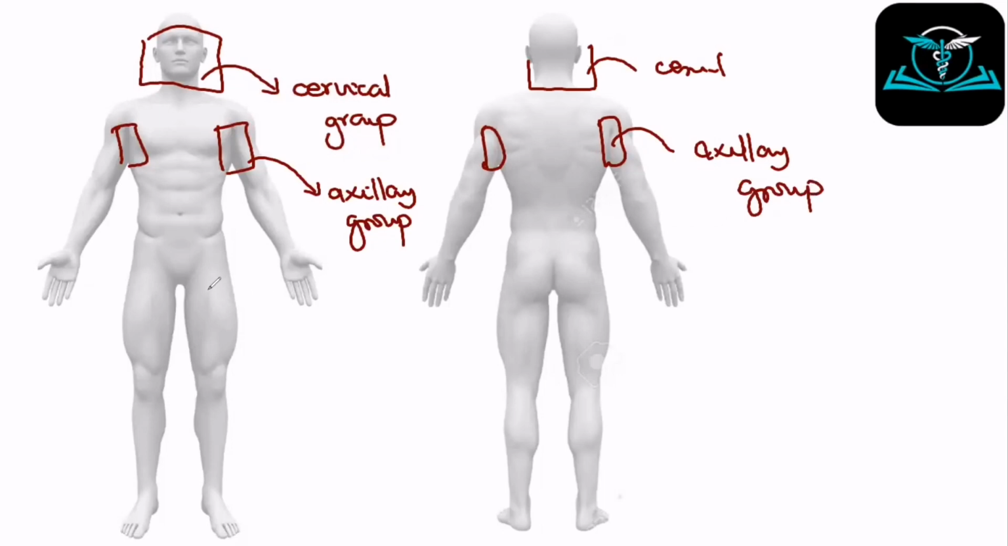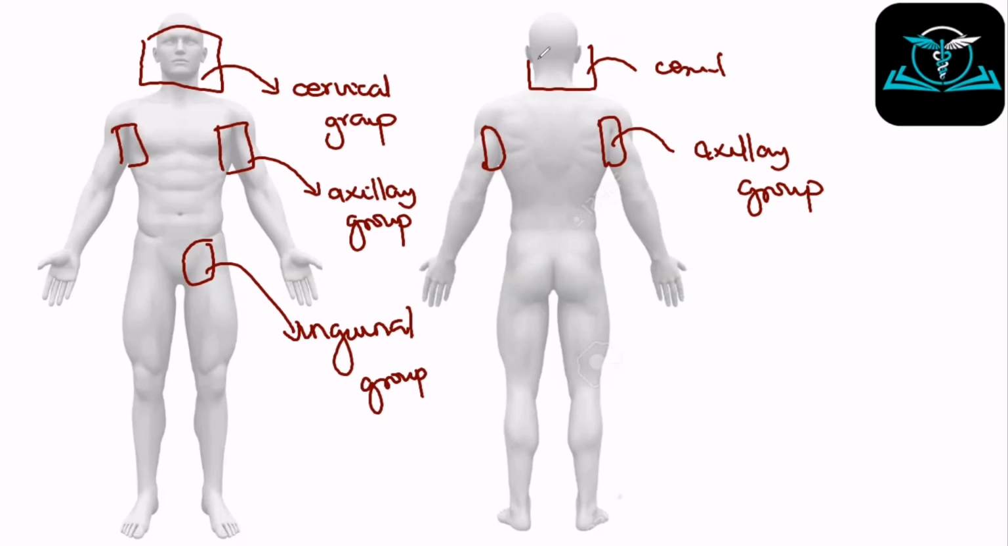Good. Then what I want to talk about again is in this region. Yes, we have the inguinal group of lymph nodes. So really, these are the three major superficial groups of lymph nodes.